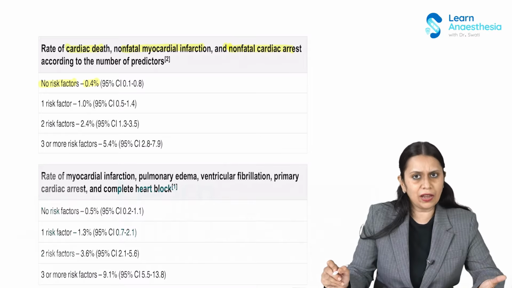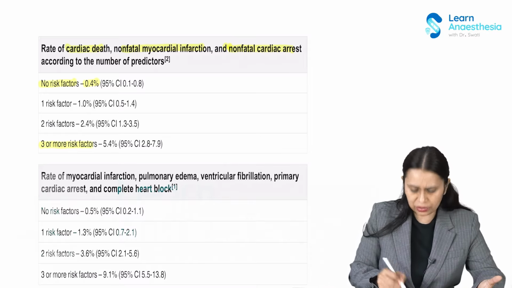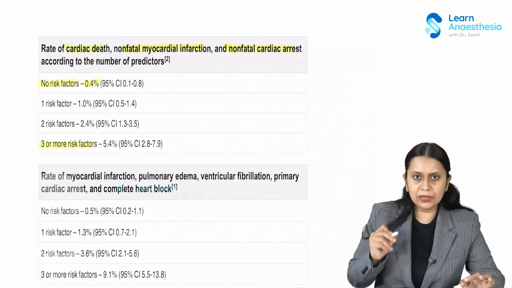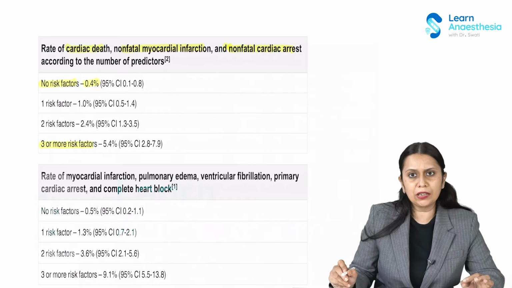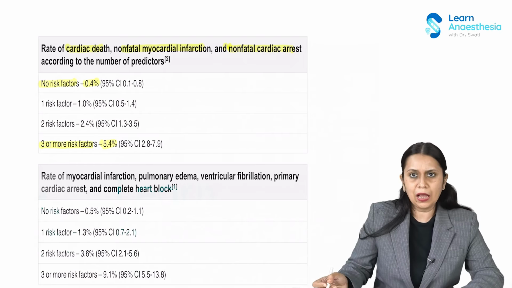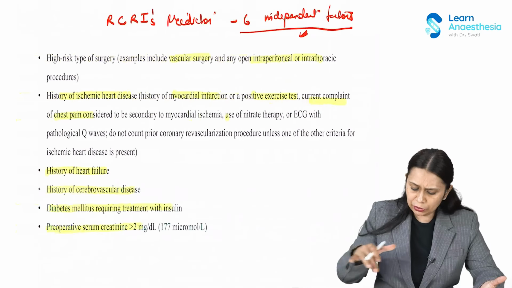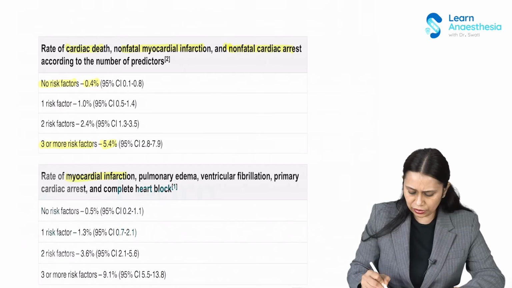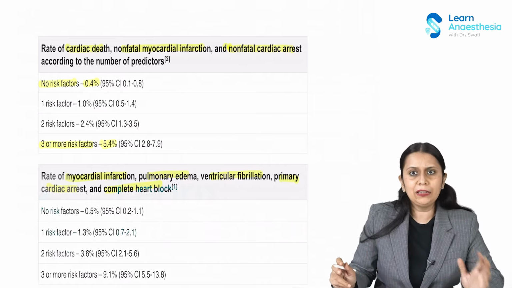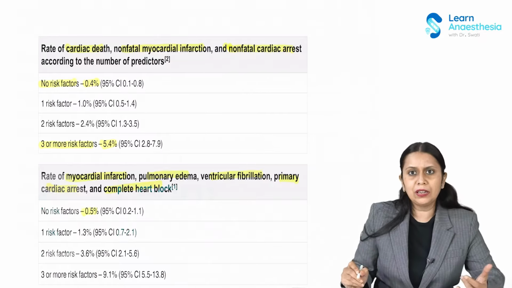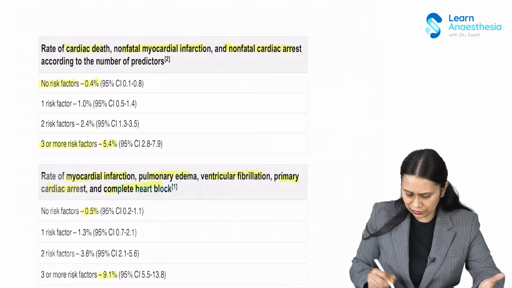And as the risk factors are increasing, like if someone has 3 or more risk factors, as in our patient, we had 3 risk factors, right? The risk of cardiac death, non-fatal myocardial infarction, and non-fatal cardiac arrest is 5.4%, right? And again, another study used the 6 independent predictors for predicting the rate of myocardial infarction, pulmonary edema, ventricular fibrillation, and primary cardiac arrest or complete heart block in presence of these underlying risk factors. If no risk factor, the risk is 0.5%. If more than 3 risk factors, the risk is 9.1%.